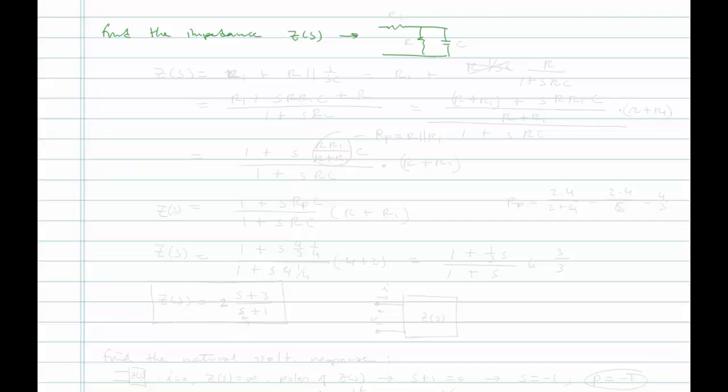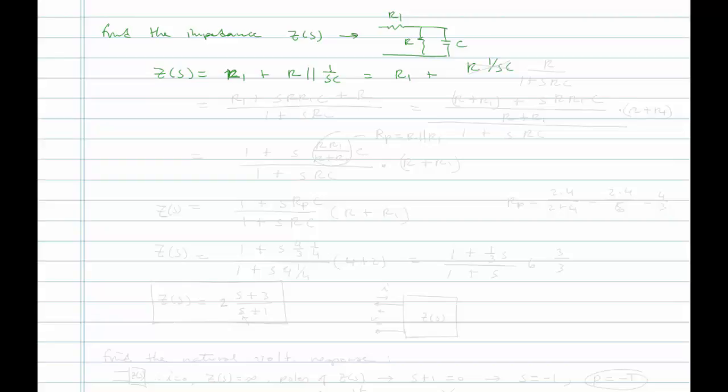All right. What is that impedance? We have R1, R, and C. Well, Z_S is equal to, let's see, R1 is 2 ohms. So it's R1. I'll just write the symbols first. R1 plus R in parallel with 1 over SC. Okay, so we have R1 plus R parallel 1 over SC.